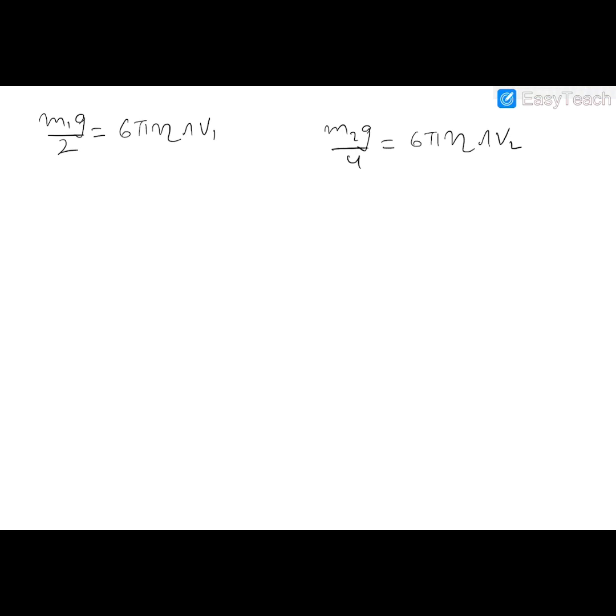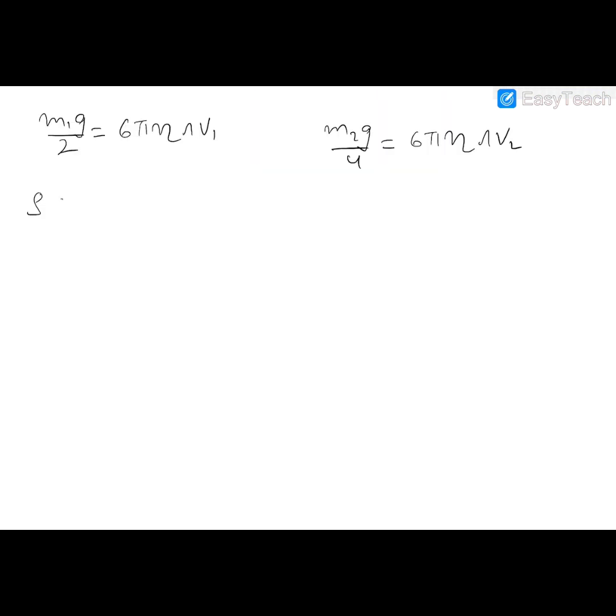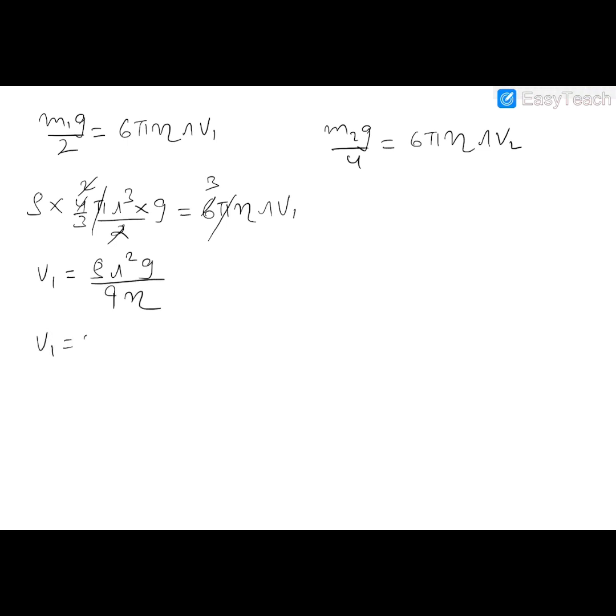Now we know that the mass of the first ball, m1, will be the density rho, and we can use the value of density as 2. So let us first of all write it in terms of rho. So rho into 4 by 3 pi r cube into g by 2 is equal to 6 pi eta r v1. So cancelling pi with pi, and the 2s, v1 will be equal to rho r square g by 9 eta. And rho is 2, so v1 is equal to 2 r square g by 9 eta.